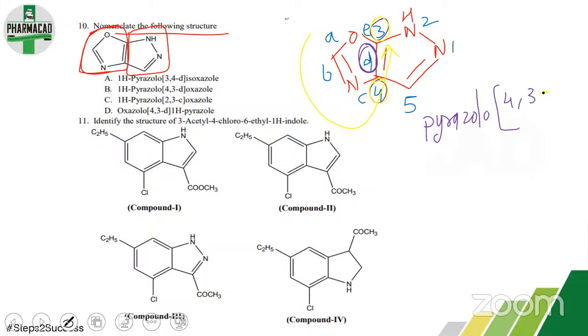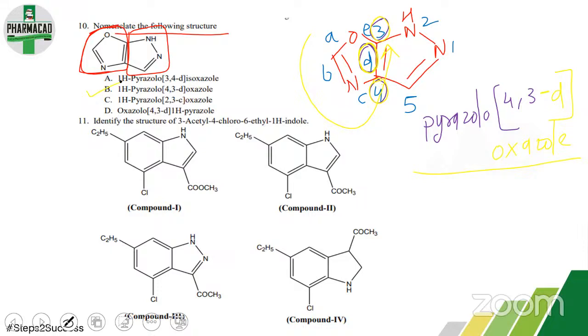And the site with which this oxazole is attached, that site is D. That's why we have to write D over here. So 4,3-d oxazole. Okay. So which option is similar to our pyrazolo 4,3-d oxazole? That is option B.